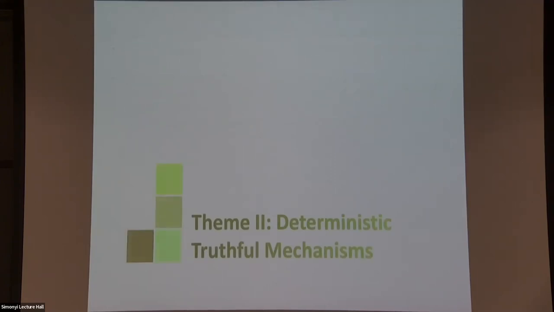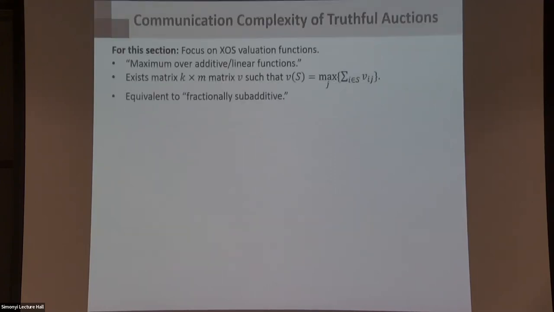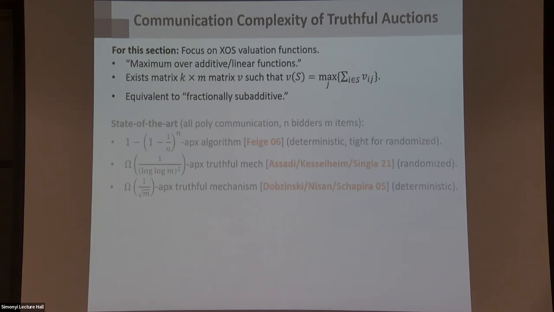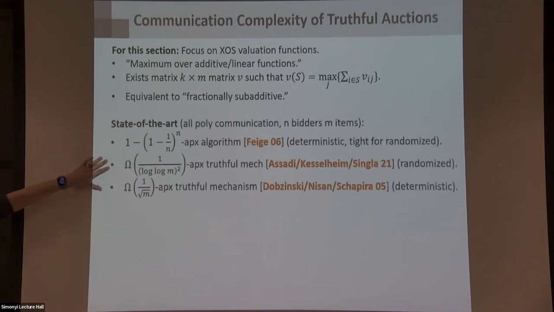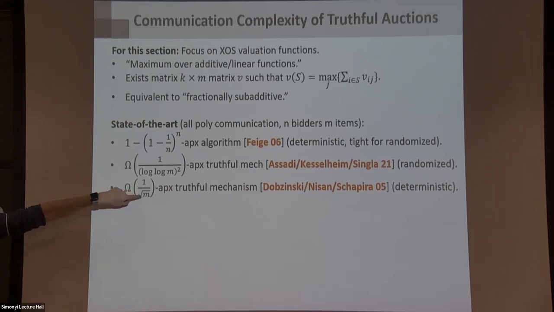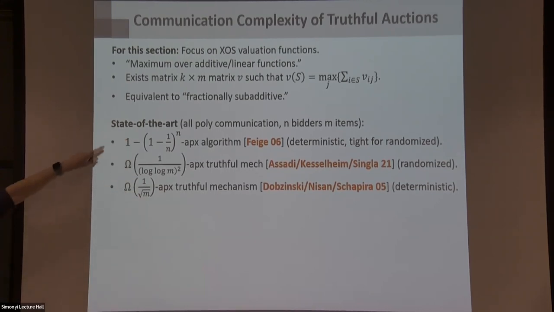Okay, so now what about arbitrary truthful mechanisms? I told everyone the definition of XOS earlier. I also told everyone about these results over here, but I'll remind you again. This is the VCG-based mechanism that I said out loud: either bipartite matching or everyone gets the same stuff. This is the best we know. This is based on posted price. And this is based on LP rounding.